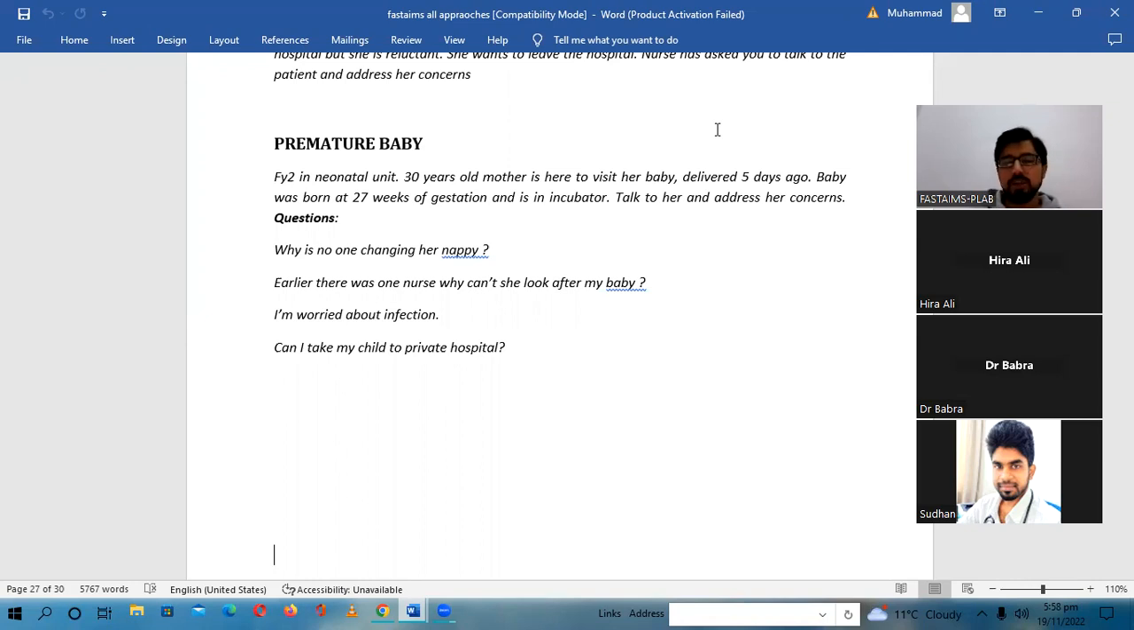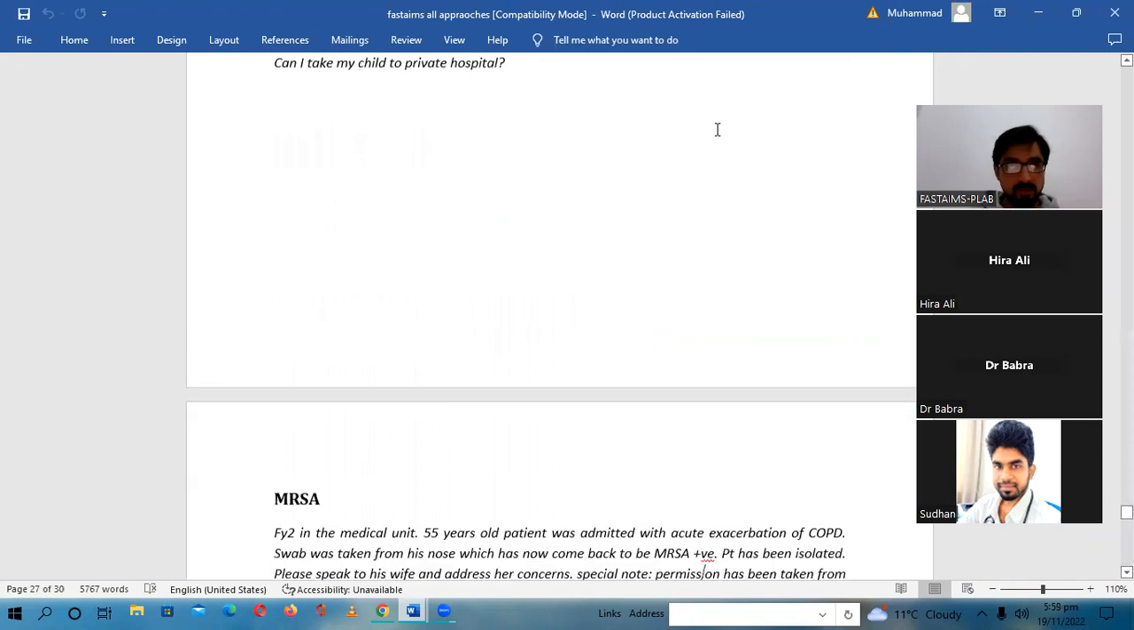I've already answered that question, that the contamination with poo can cause infection, but we are going to run some blood tests. And mom says that, can I take him or her to the private hospital? And then you have to tell that, okay, we don't think it is needed for your child to be taken to the private hospital, because we will make sure that the child gets proper care in the hospital. Okay, so this is all about this scenario. And after that, we have got another scenario.